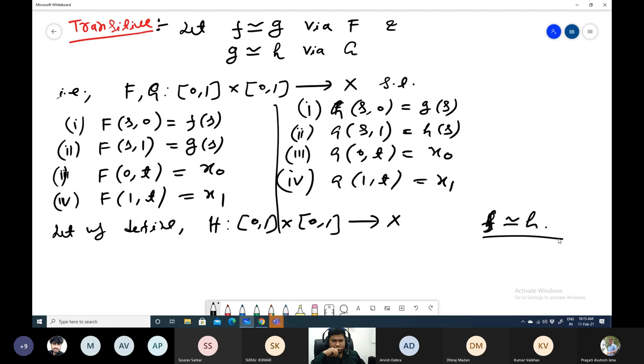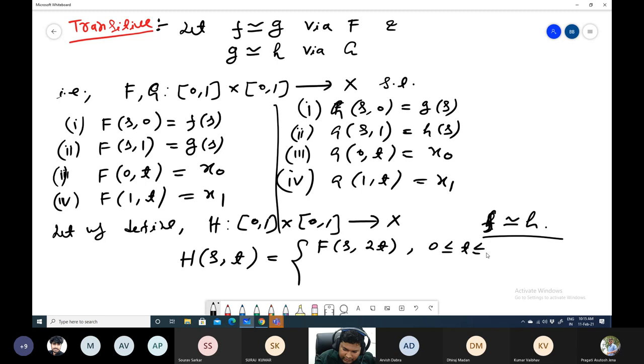Yes. So in half the time we can go from f to g, and in the other half we can go from g to h. So we can define it this way: first of all, f(s, 2t) if t is less than or equal to 1/2, and g(s, 2t minus 1) for 1/2 less than or equal to t less than or equal to 1. Now obviously these four properties are easy to check, right?